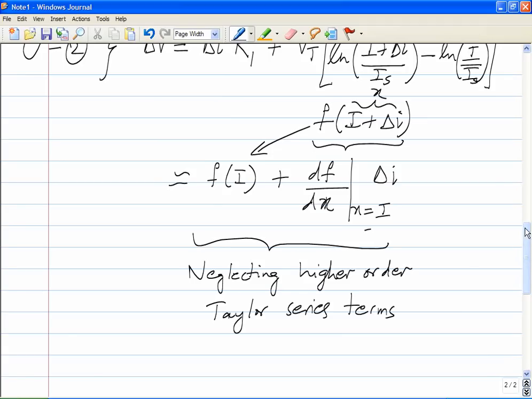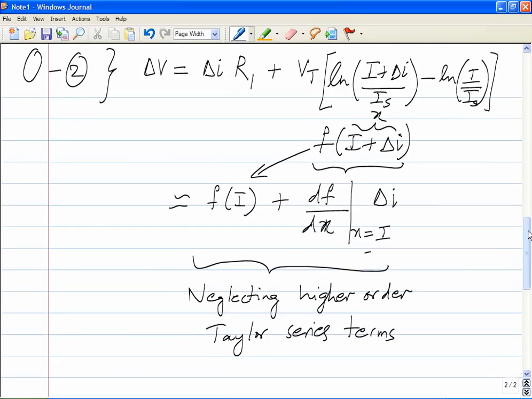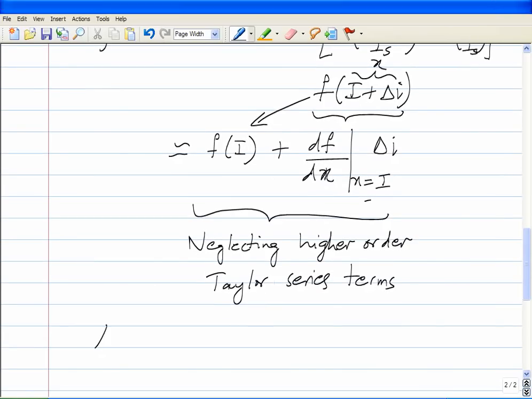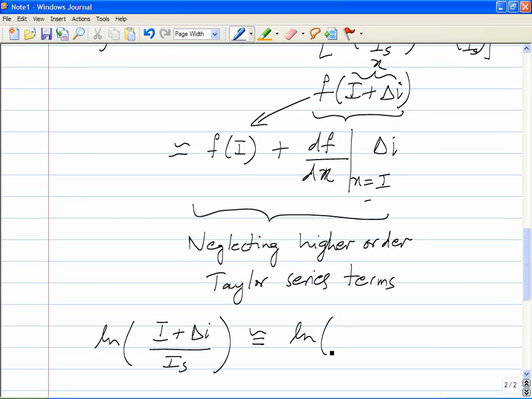Now getting back to the particular functional form, what happens? Ln of (I plus delta I) by Is, if delta I is very, very small, can be written approximately as ln of I by Is plus delta I by I. Does it make sense? This is nothing but the derivative of the logarithm evaluated at I.